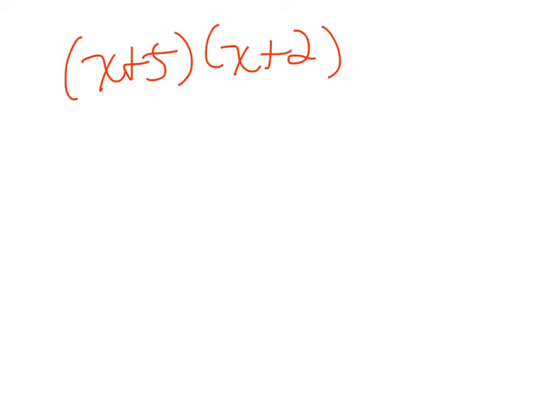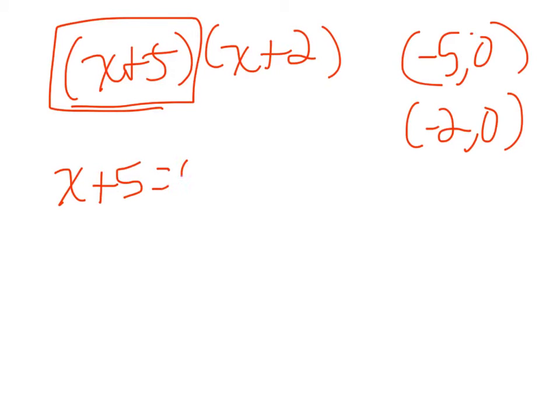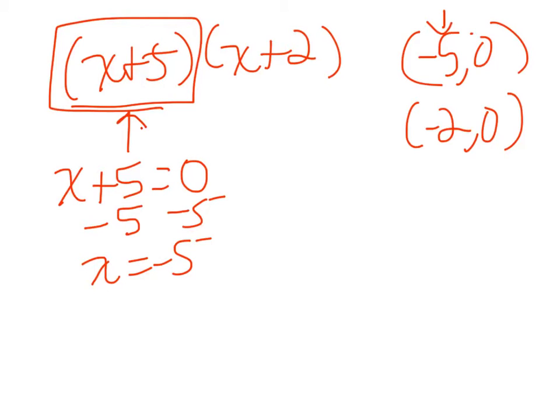So let's go look at this. So that was x plus 5 and x plus 2, but they were zeros. The values were -5, 0, and -2, 0. Let's see how there's a correlation. So let's take a look at just this part. If x plus 5 gives me an output of 0, I solve it, and I get x equals -5. So it looks like the value that will make this 0 is the value of the x-intercept.